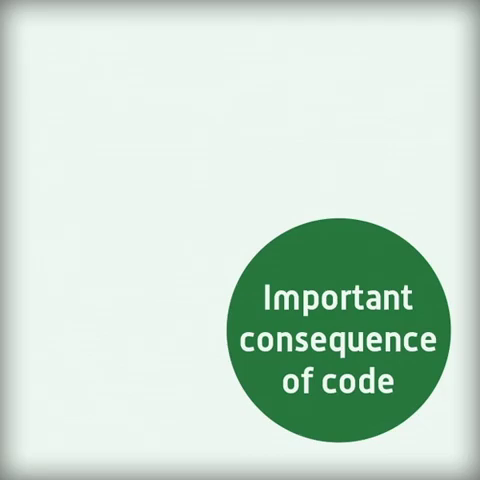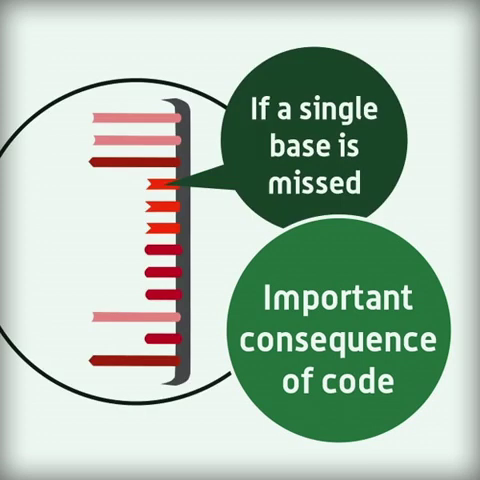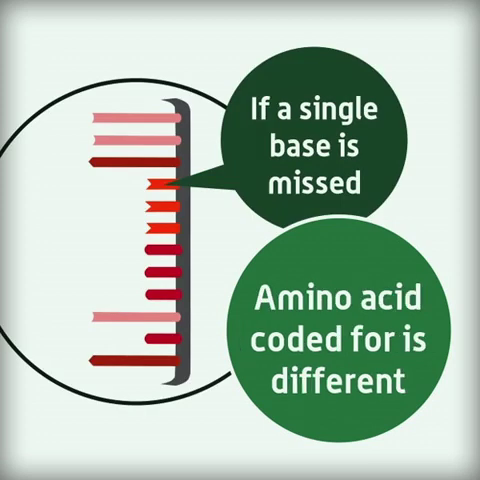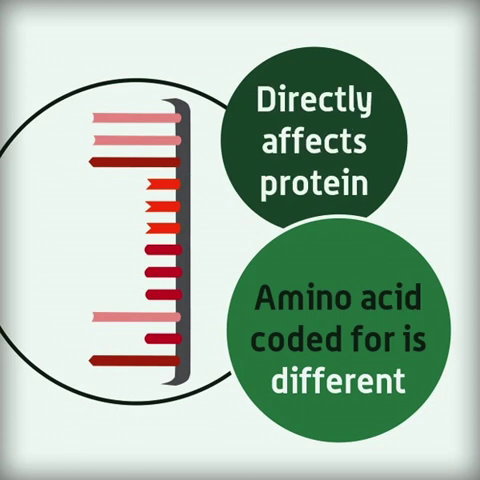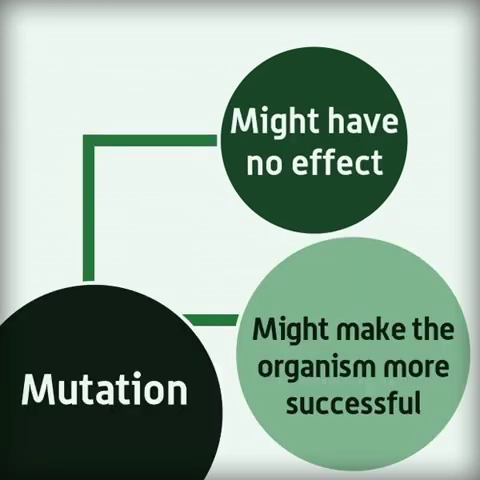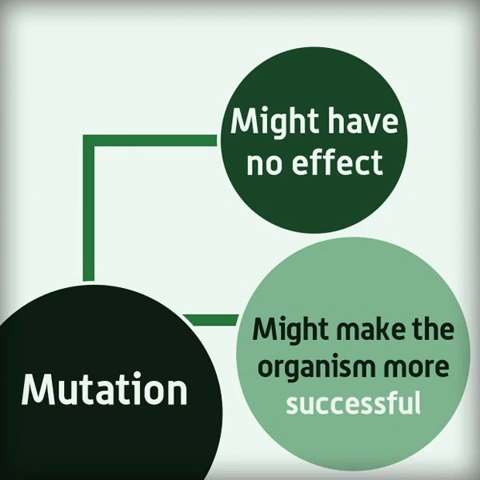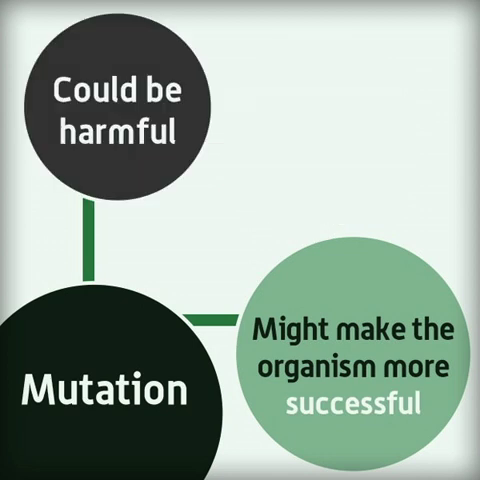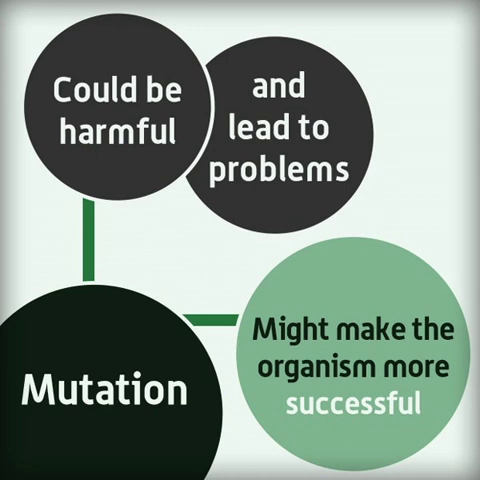There is an important consequence of the code. If even a single base is mistakenly copied or missed, the amino acid that's coded for is different, and this directly affects the protein that's produced. The mutation might have no effect. It might be positive and make a change that makes the organism more successful. On the other hand, the mutation could be harmful and lead to problems for the individual.